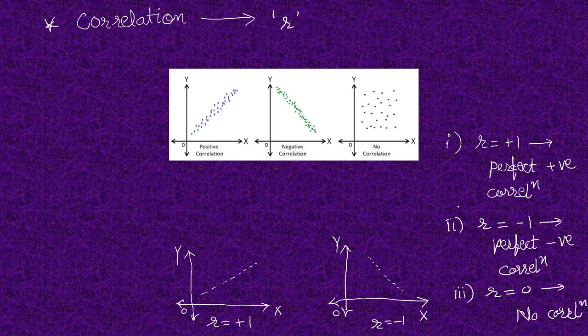That means if r equal to plus 1, perfect positive correlation. If r equal to minus 1, perfect negative correlation is there. r equal to 0, no correlation is there.